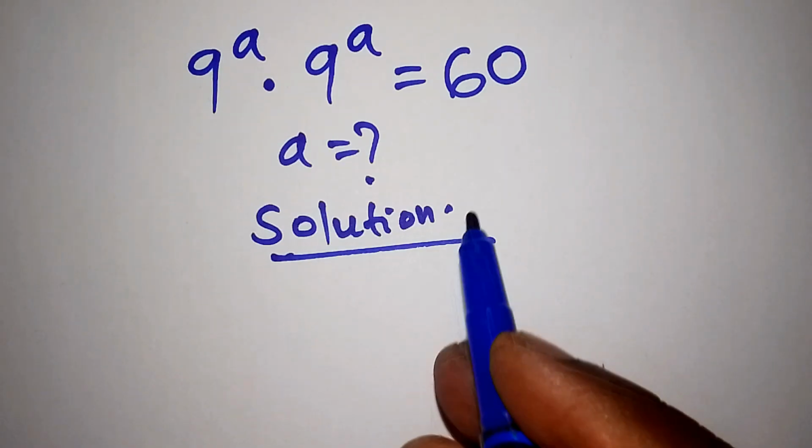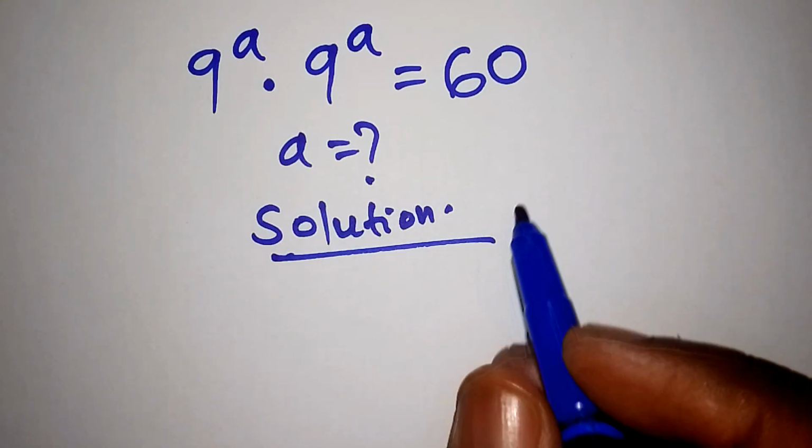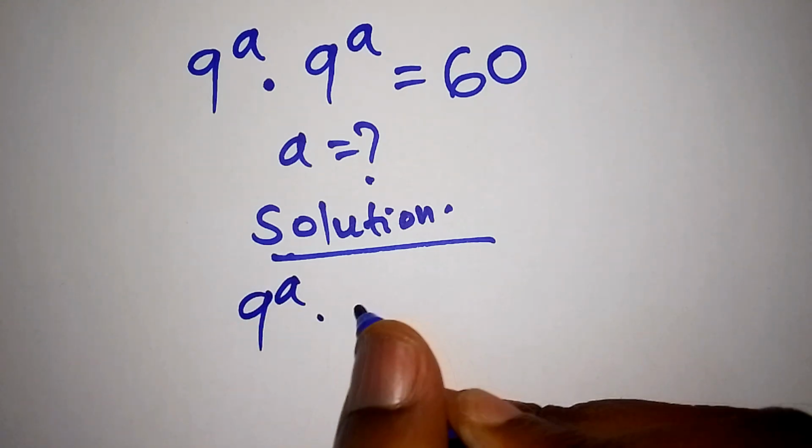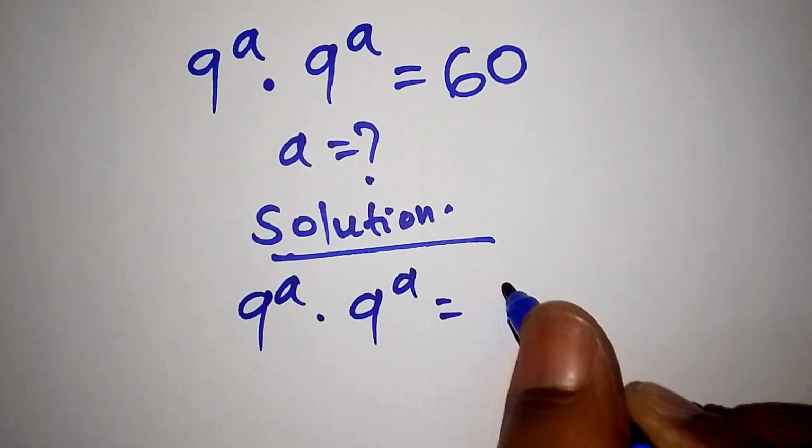So do you know that 90% failed to work out this maths problem? Come with me as we solve this maths problem. 9 to the power of a multiplied by 9 to the power of a is equal to 60.